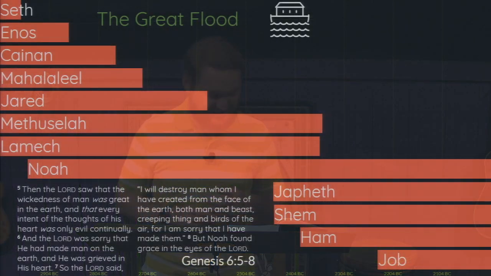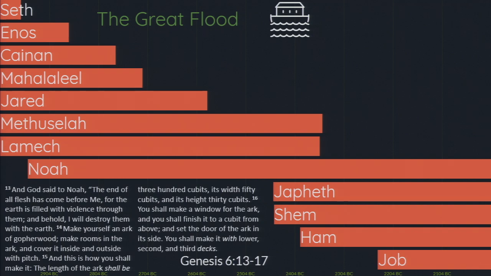Keep going, though, in the story of the flood. We jump down to verse 13. It says, "And God said to Noah, the end of all flesh has come before me, for the earth is filled with violence through them, and behold, I will destroy them with the earth. Make yourself an ark of gopher wood, make rooms in the ark, and cover it inside and outside with pitch, and this is how you shall make it.